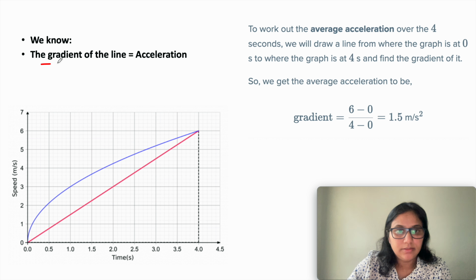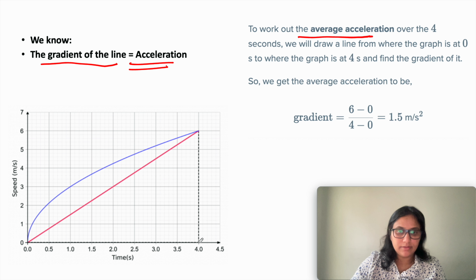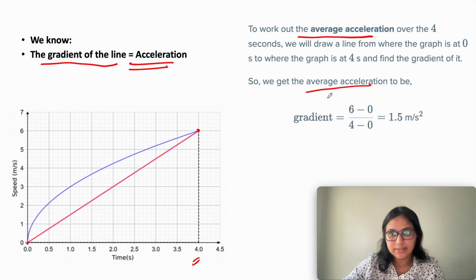Okay. But they ask us to calculate the average acceleration over the 4 seconds. The initial point of this graph starts from the origin, and the final point of the graph reaches 6 meter per second. So we are drawing a straight line connecting these two points. Then we can find out the gradient. So we are taking the average from 0 to 4 seconds.